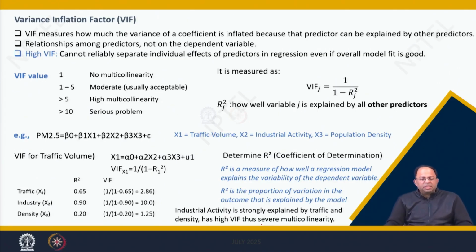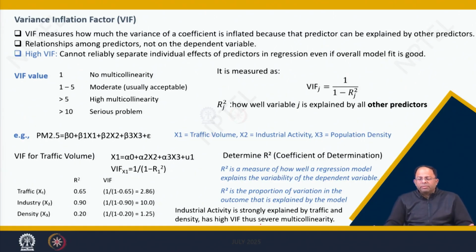So VIF measures how much the variance of a coefficient is inflated because the predictor can be explained by other predictors. It looks at the relationship among predictors, not the dependent variable. So in VIF we are trying to look into the relationship between the predictors; the decision variable is not important. And when the VIF value is high, that basically means that we cannot separate individual effects of predictors in regression, even if the overall model is a good fit. That means we cannot trust the model.